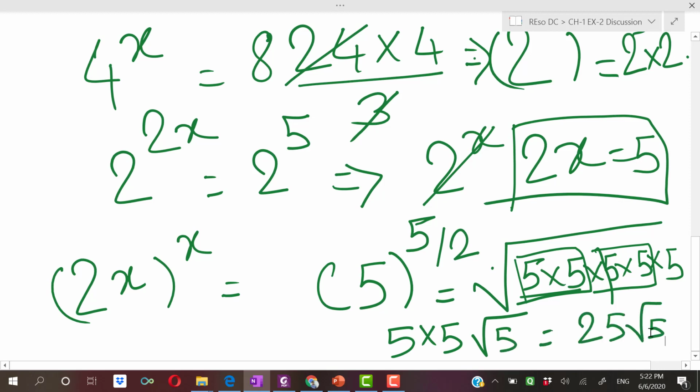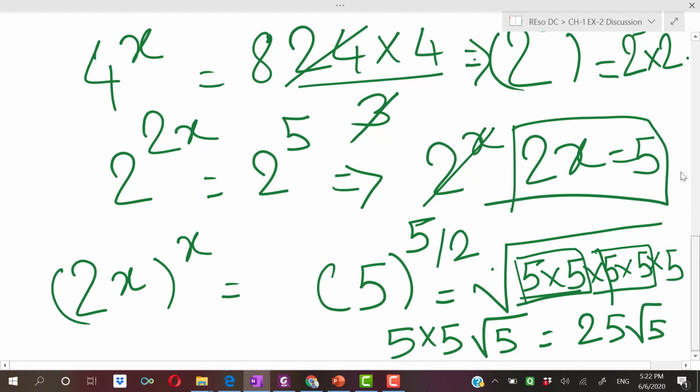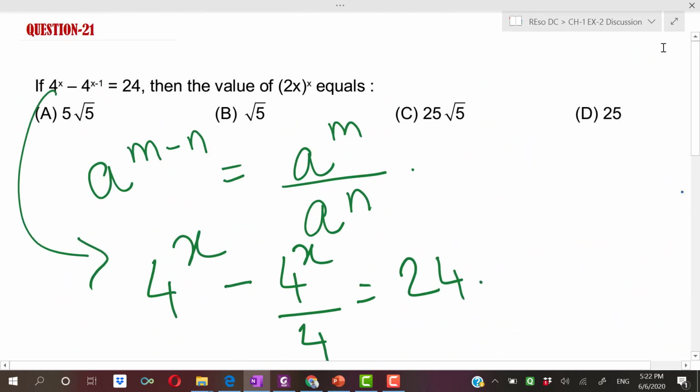So my option number C will be my correct option. So this is how you were required to solve it.